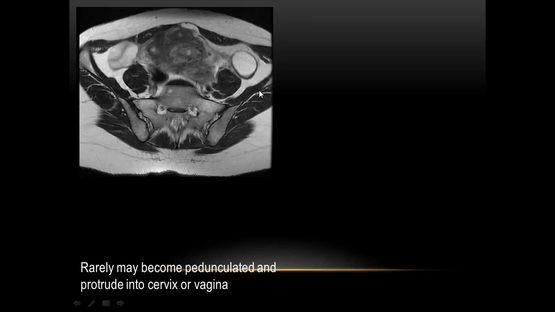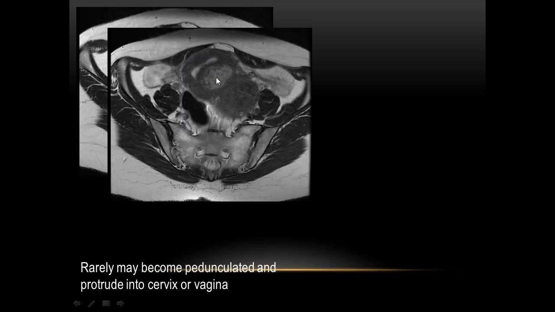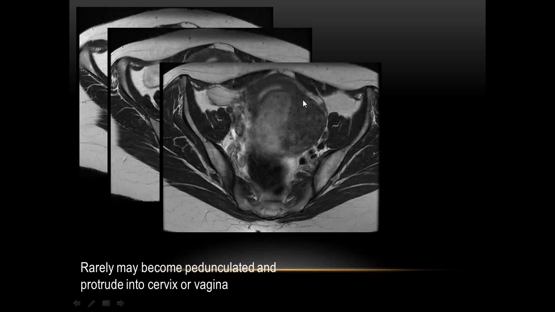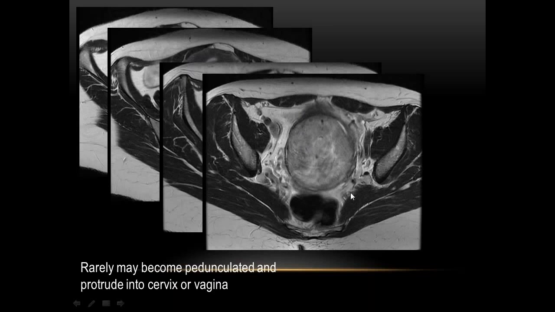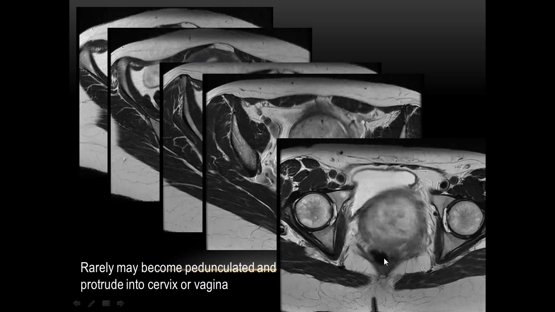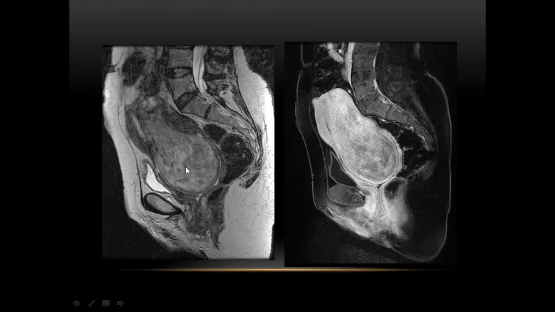Rarely, these submucosal fibroids can become pedunculated and protrude into the cervix or vagina. So this is just an example. This is at the top of the uterus. This is actually the stalk. And as we come down, you can see that it has become intracavitary, actually dilating the cervix and coming out of the cervix. And this is a better example of how it has become intracavitary. It has dilated the cervix, and it's like she is delivering this.